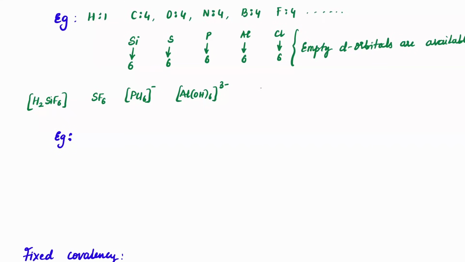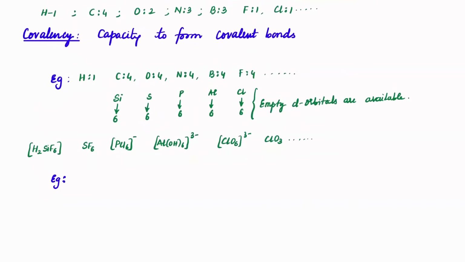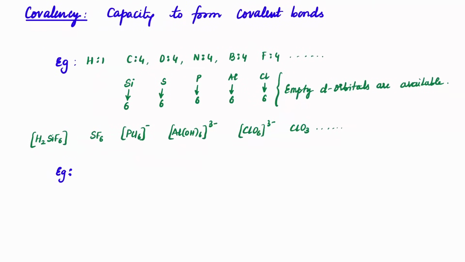Chlorine. Chlorine can make 6 bonds here, like this. ClO6 3 minus. Correct. So it can make this as ClO3, which has 3 double bonds, and 3 double bonds makes it 6 bonds. You can see these are all the cases where they can expand the octet up to 6. Okay, so that is called covalency. Covalency is the maximum number of bonds that they are able to stretch.